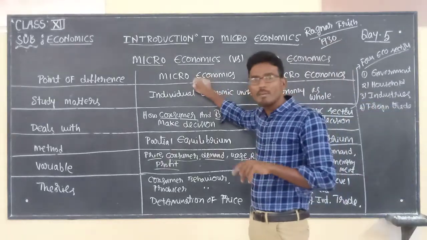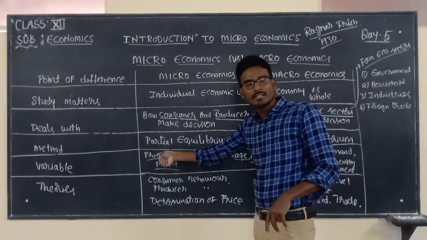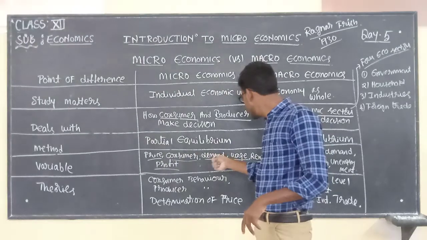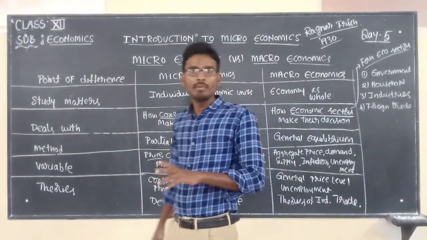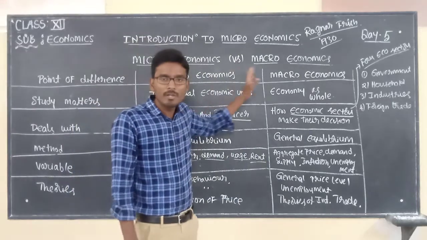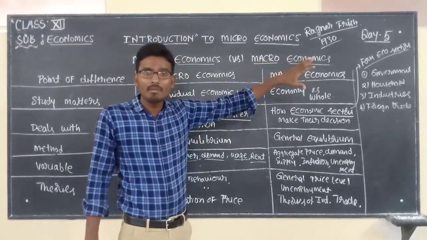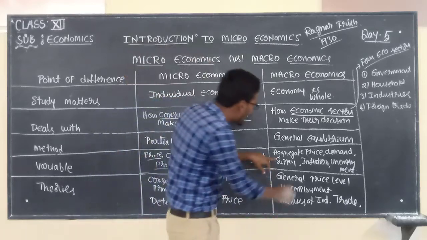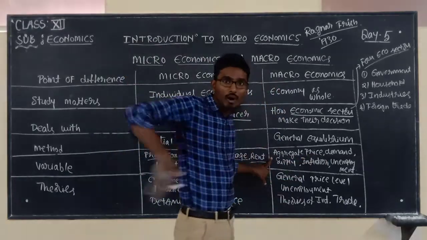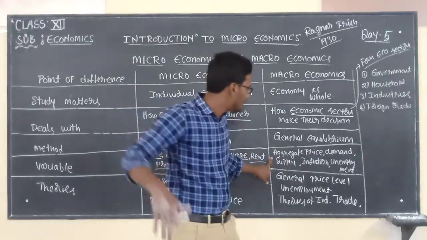So microeconomics variables are price, consumer, wage, rent and profit. These are the microeconomics variables. So what about macroeconomics variables? Macroeconomics variables are aggregate price. Aggregate means overall price.